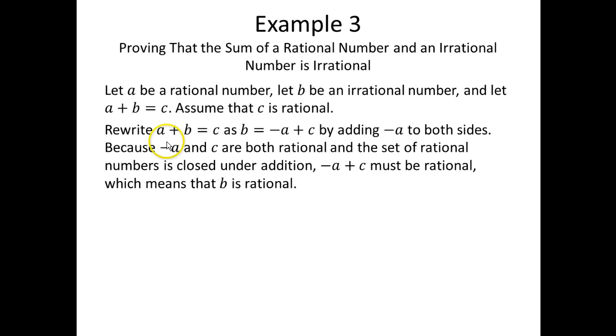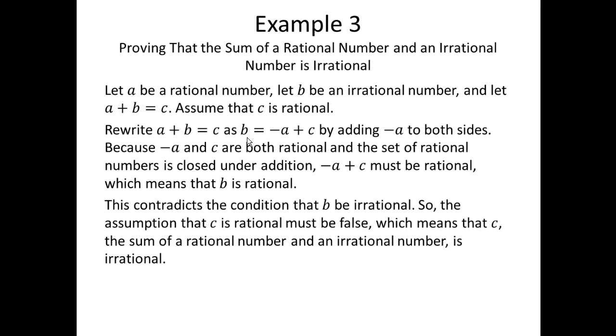Now notice that we can rewrite this expression A plus B equals C, which is given to us. We can rewrite this as B equals minus A plus C by adding minus A to both sides of this equation. Now, because negative A and C are both rational, and the set of rational numbers is closed under addition, I know that this sum must be rational. But wait a minute, this sum is equal to B. So if this sum is rational, that means B is rational.